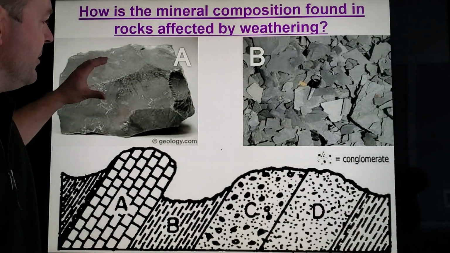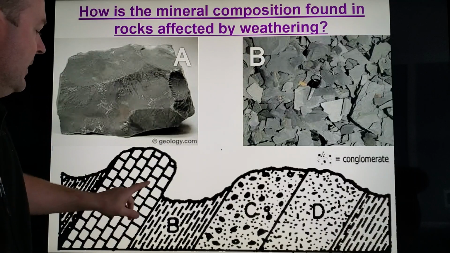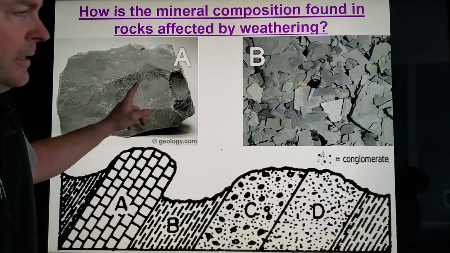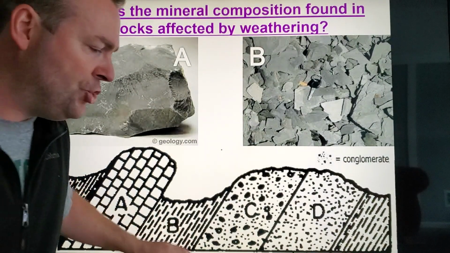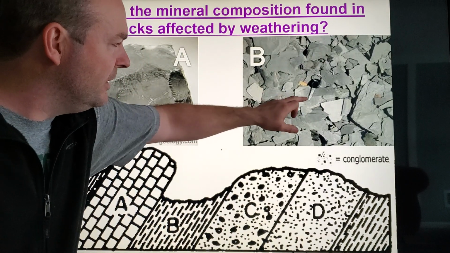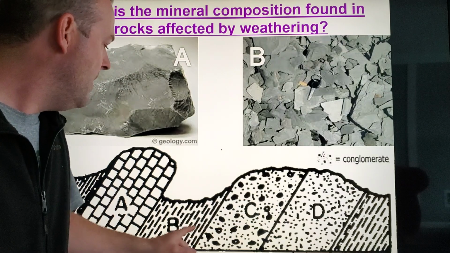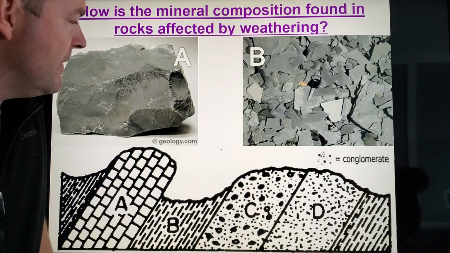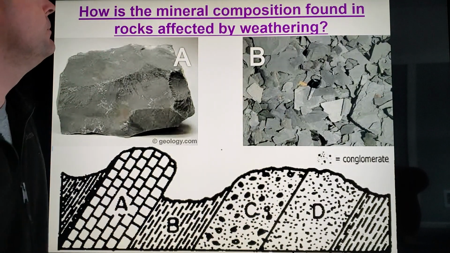Rock A, from a picture it's tough to tell what's going on. That's your classic limestone pattern, so that's what that is, a limestone. And B is a shale. Remember, shale is just clay that's compacted, and it breaks into these little skinny pieces very easily. That's what's going on there. Okay, shale is very soft.